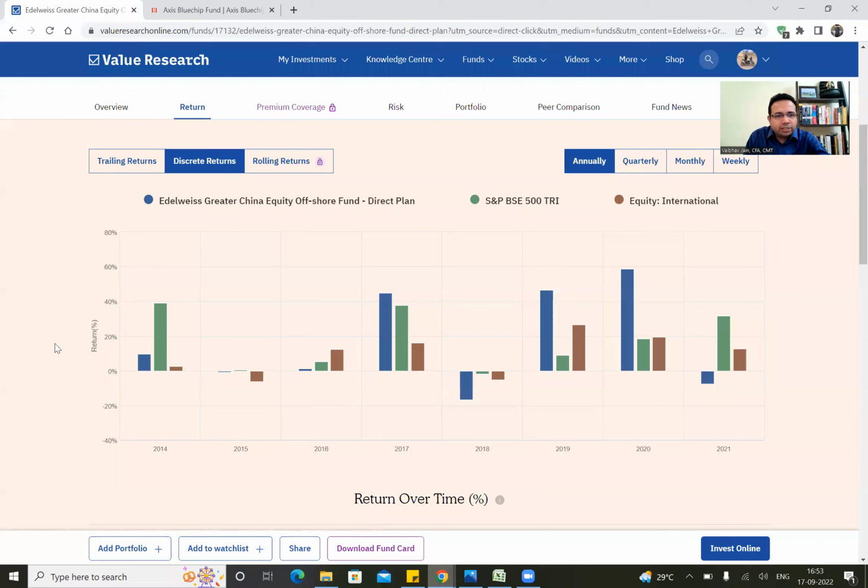Now, if you see Edelweiss Greater China Fund, it was just open, so I'm showing 2014 underperformed, 2015 hardly any return, 16 underperformed, 17, 19 and 20 is a massive outperformance. But even 2021, it has underperformed the S&P BSE 500 TRI. Now, one question would be whether the S&P BSE 500 TRI index is a real benchmark for this or not.